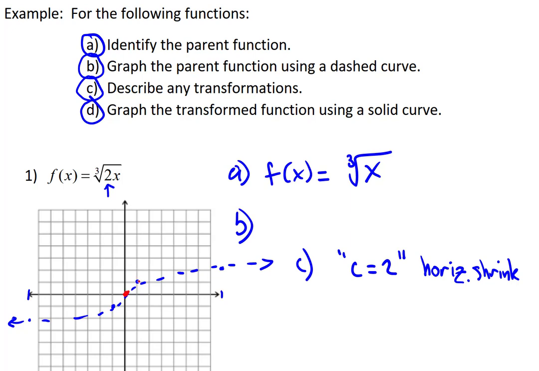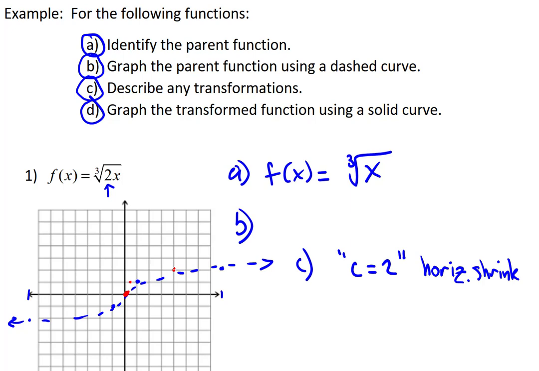The point 1, 1, originally on our parent function, has an x coordinate of 1. If you divide that by 2, you get 1/2. That will move the point to be now 1/2, comma 1. And then the point that was 8, comma 2 had an x coordinate of 8. We'll divide that by 2 and get an x coordinate of 4 for a new point of 4, comma 2.